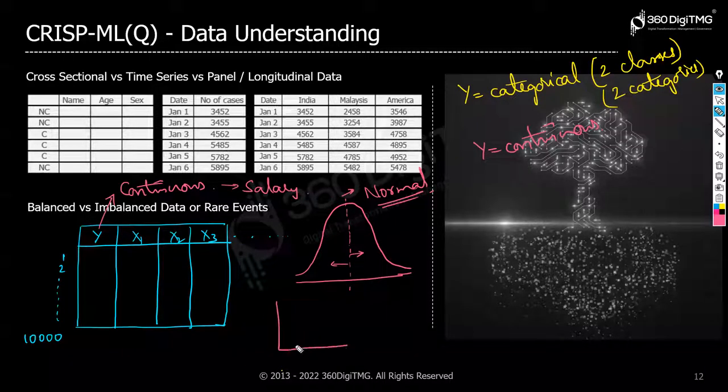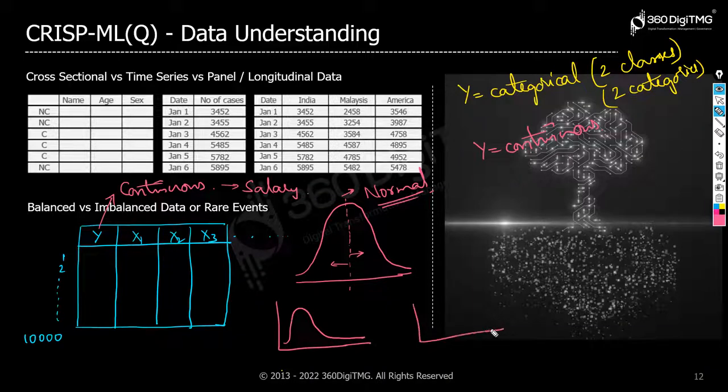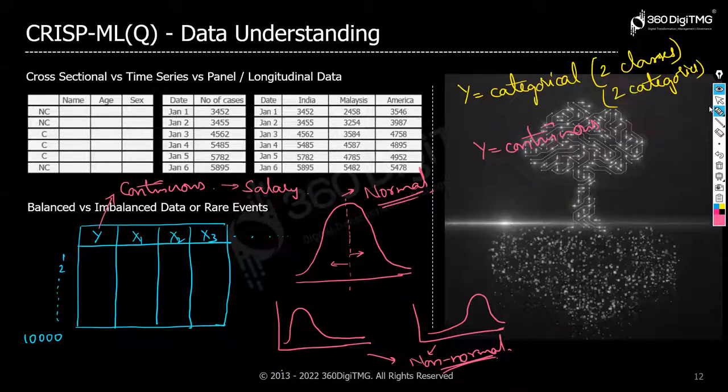Sometimes you might have data like this, or you might have data like this. All these are examples of data being non-normal. If your data are non-normal, that means your data are imbalanced, or we say that we have rare events. Okay. Next.